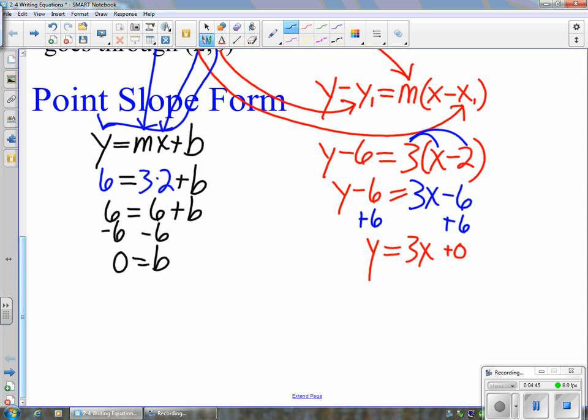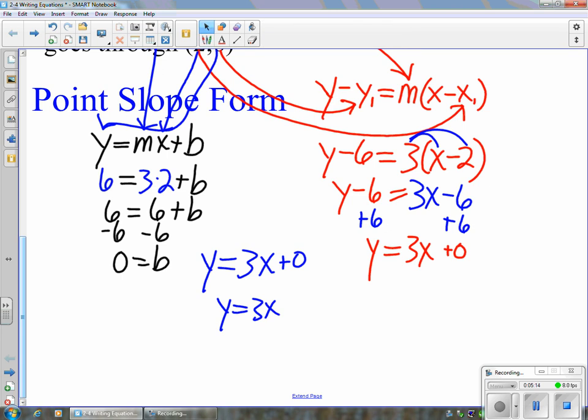So my y equals, slope was 3x, and then plus I know what b is. B is going to be 0. And again, because it's 0, I wouldn't necessarily have to write it. I could write it and simplify it as y equals 3x.